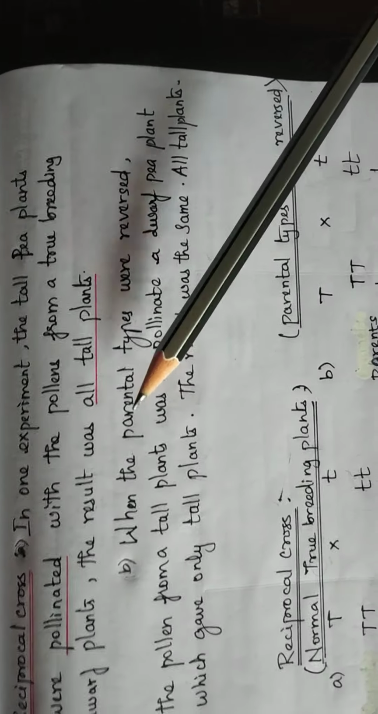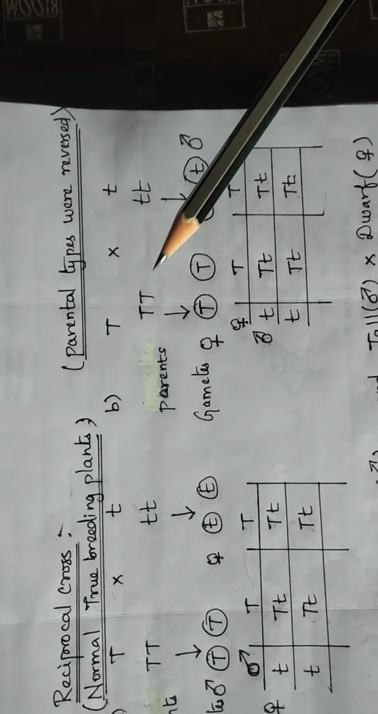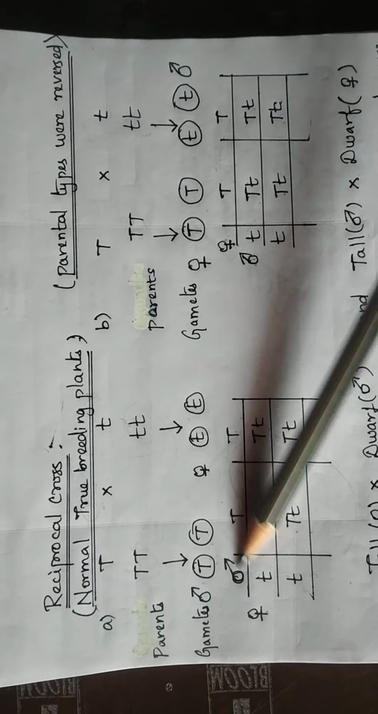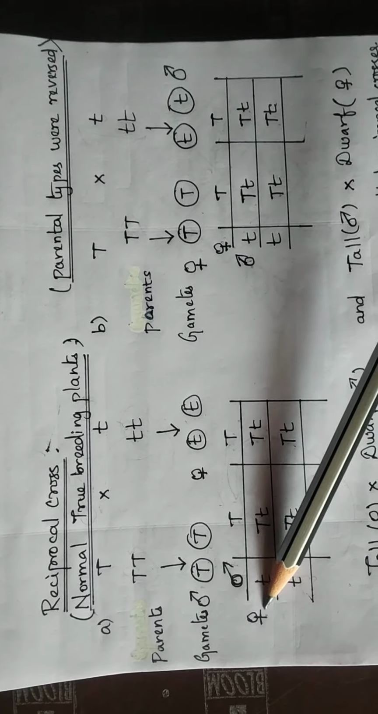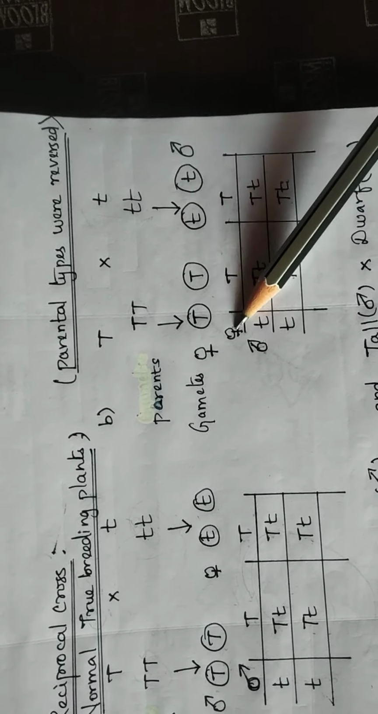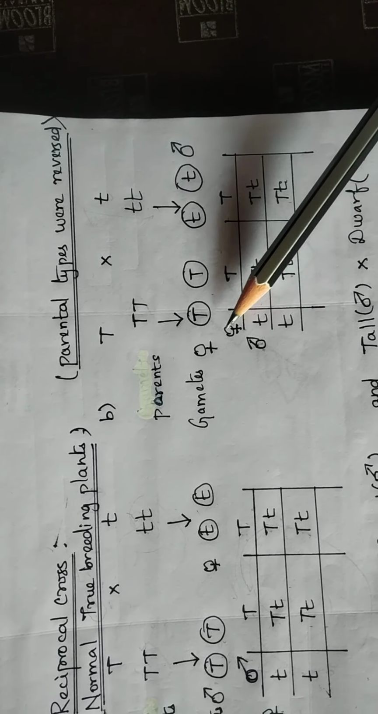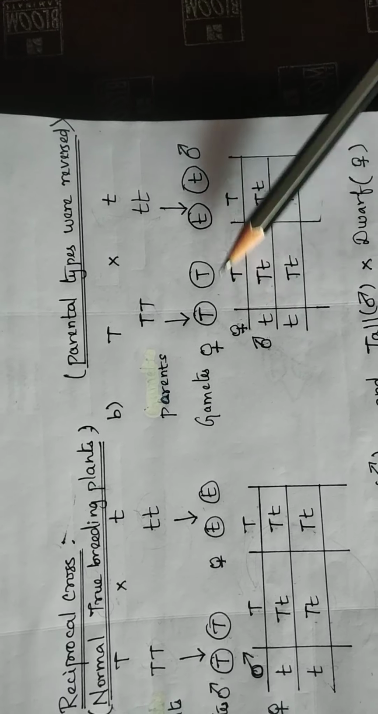Now the next point: when the parental types are reversed. Now you reverse the parental types. That means here, the male gametes are from tall plants and the female gametes are from dwarf plants. Here, the female characters are tall plants and the male characters are dwarf plants. That is, the gametes have been reversed, the parental types have been reversed.